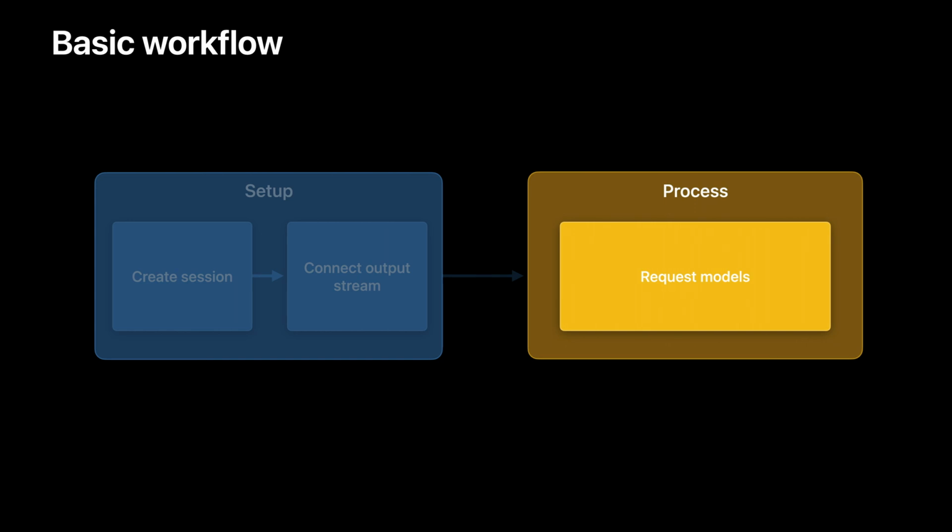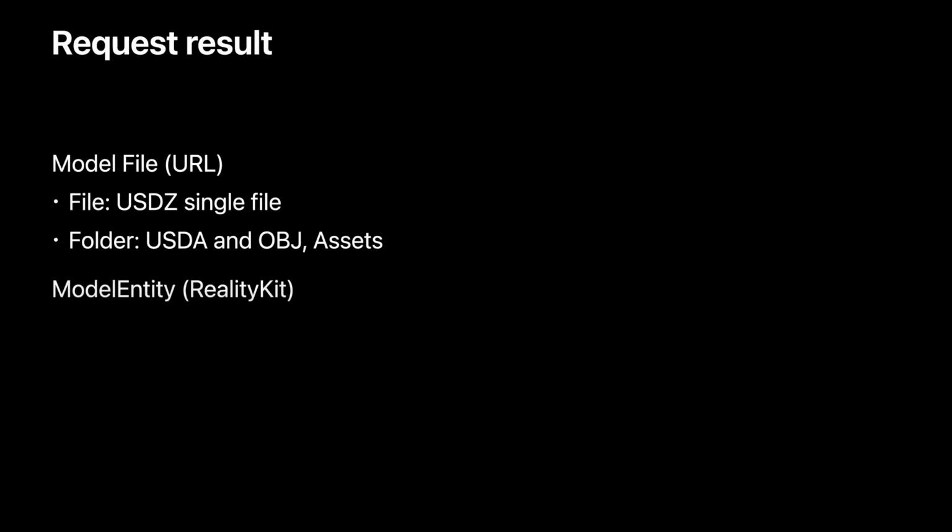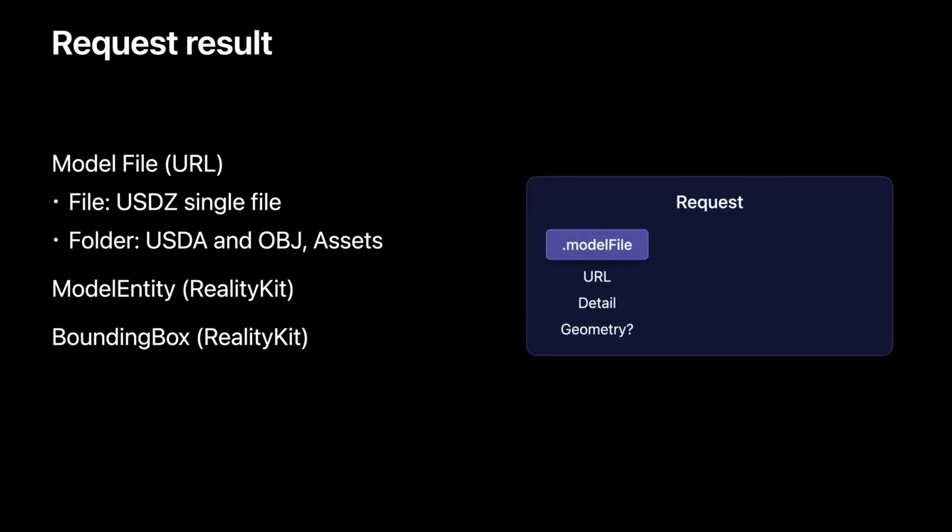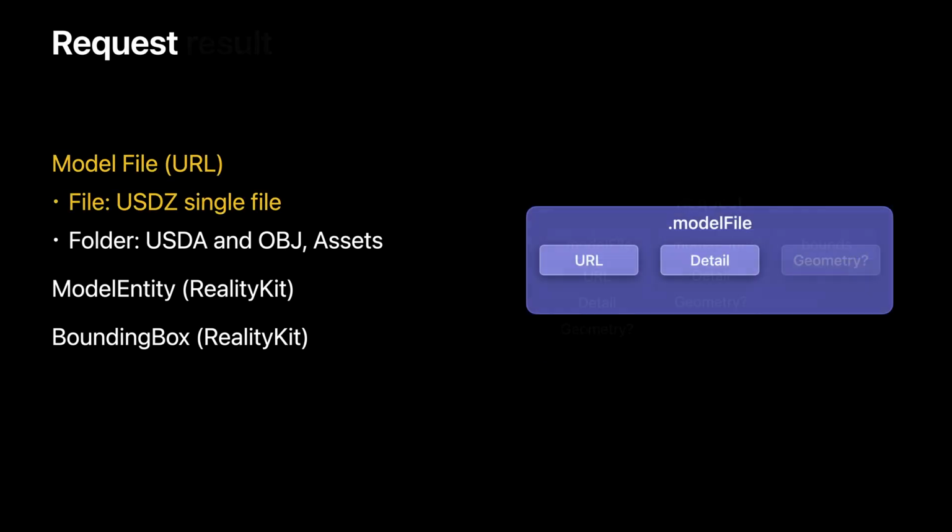Before we jump into the code, let's take a closer look at the various types of requests we can make. There are 3 different data types you can receive from a session: a model file, a model entity, and a bounding box. These types have an associated case in the request enum: model file, model entity, and bounds, each with different parameters. The model file request is the most common and the one we will use in our basic workflow.